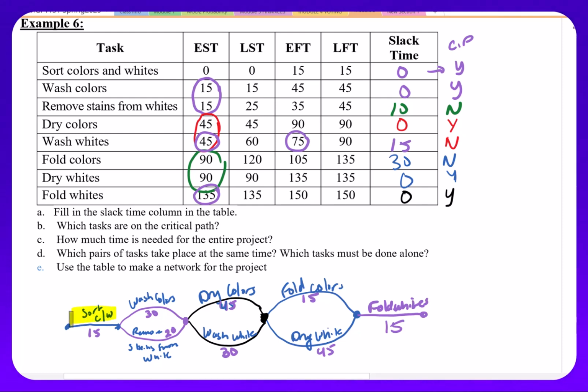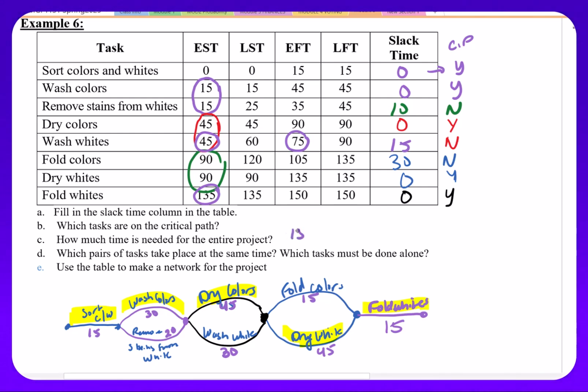So sorting, washing clothes, because that's my maximum amount I need. Drying my colors, drying my whites, and folding my whites. So those are the tasks in my critical path. Again, I put it in the chart up here, but I also put it with a highlighting in my actual drawing below. How much time is needed for the entire project? Because I've highlighted those, that makes it much easier to do.